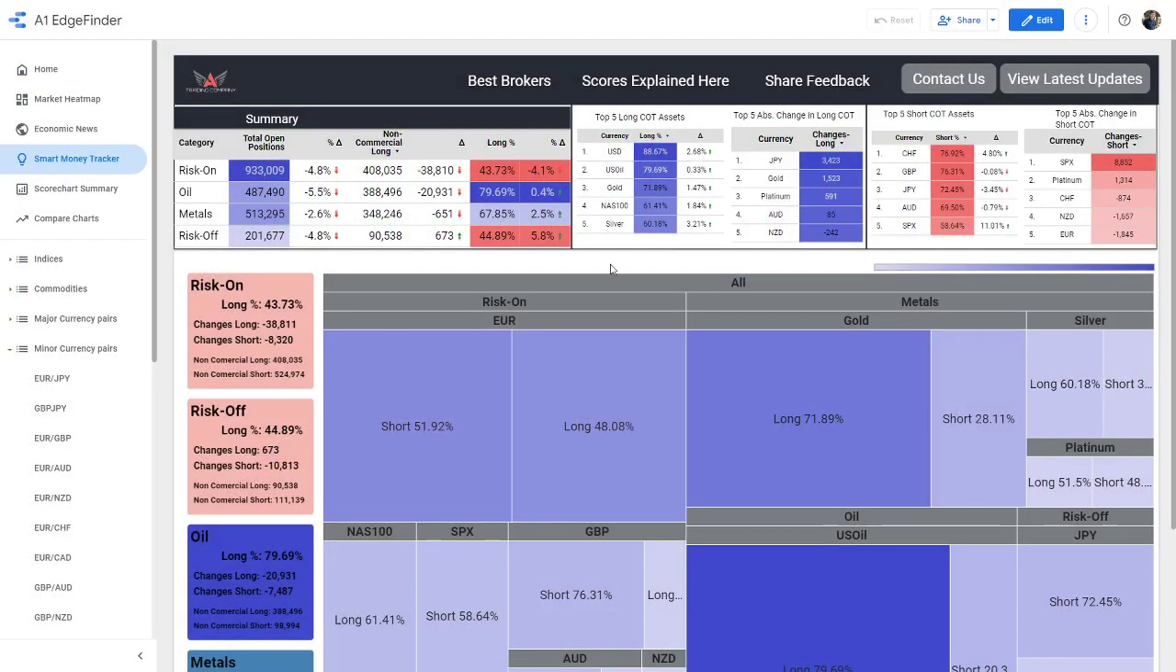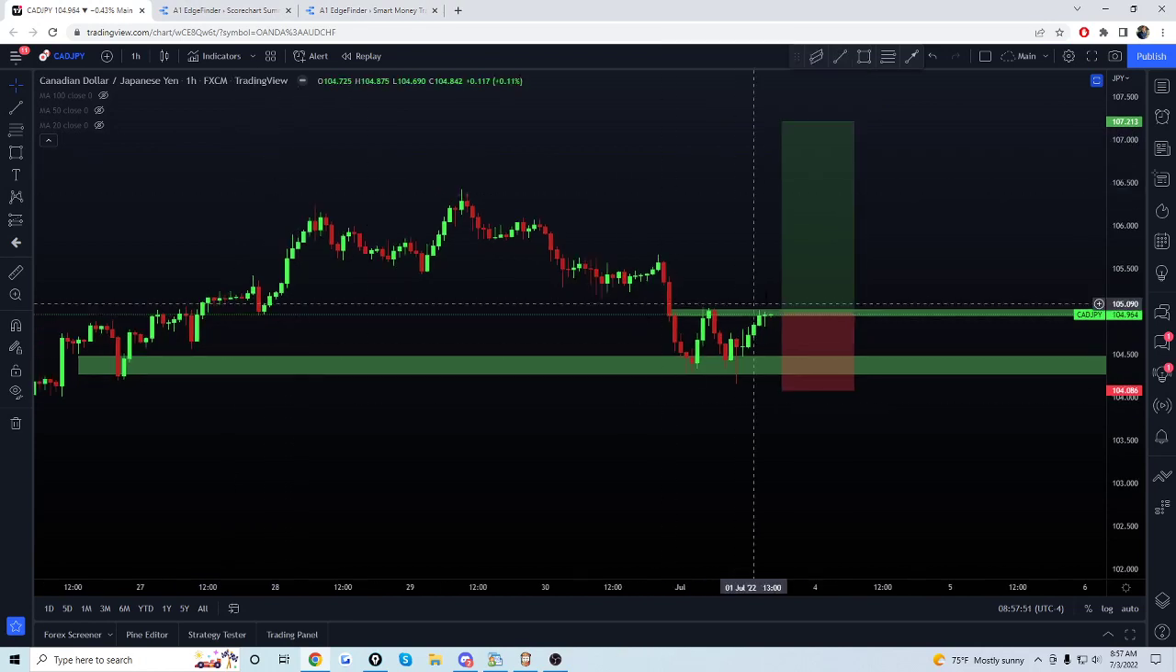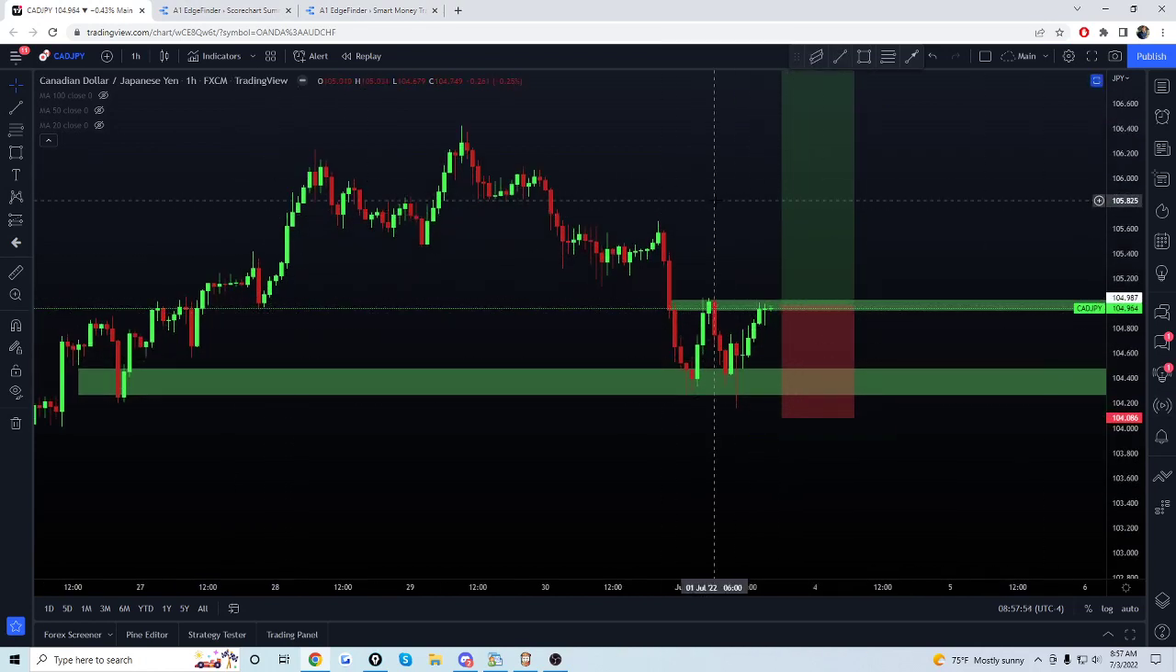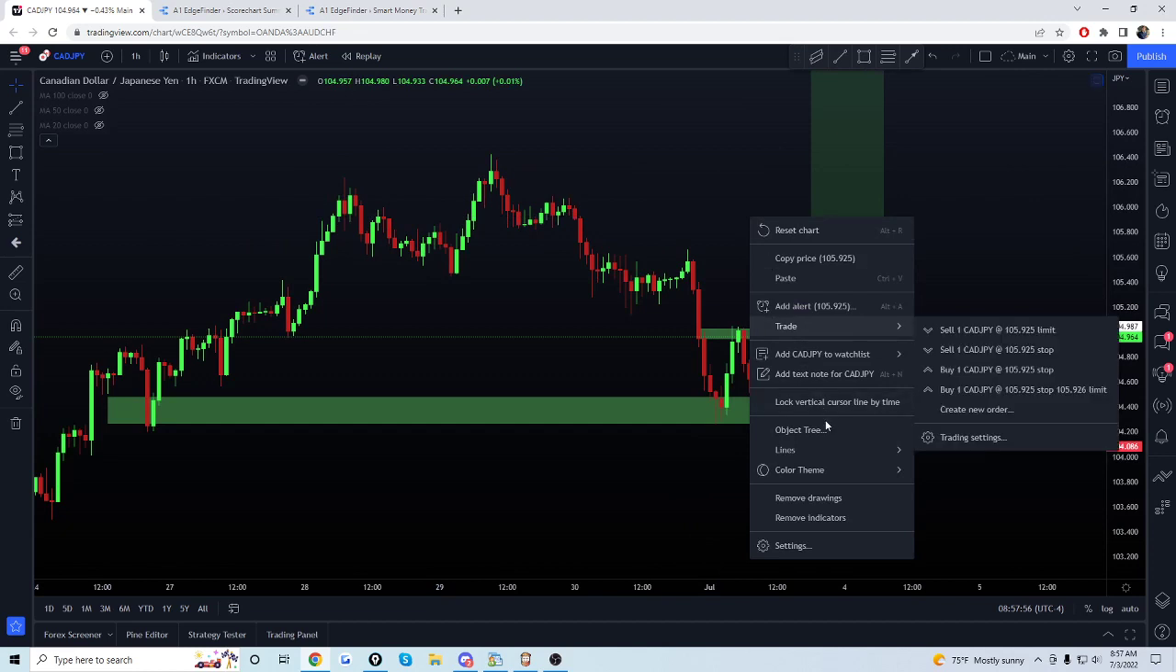All right, so let's take a look at some more stuff here. Let's see what else we have. I do like CAD yen long: buys, breaks, retests, that sort of thing. Could be a nice opportunity going into the week ahead.